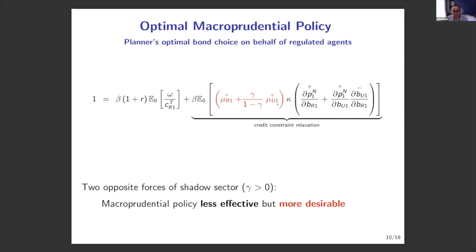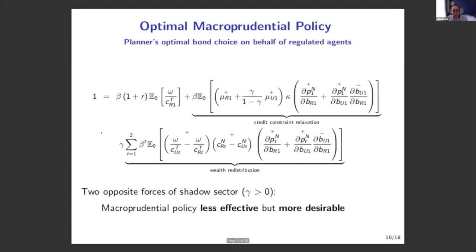Then we have an extra term that I'm not going to spend too much time on. It has to do with the fact that when there are different sets of agents and we move prices, then we redistribute wealth from the net sellers to the net buyers of the goods in question. And that's going to be happening here as well, to the extent that regulated and unregulated agents will consume different baskets depending on the wealth that they come into the period with. But we don't want to stress these effects too much.